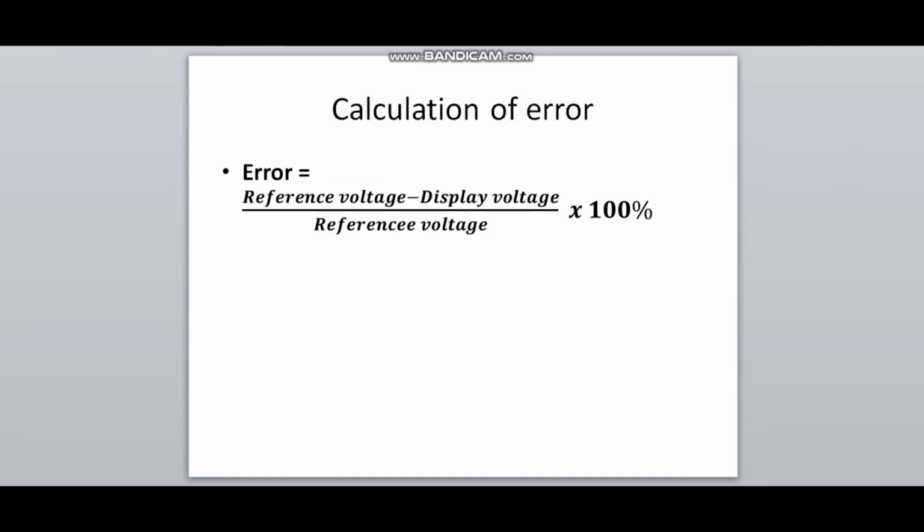This is the calculation of error. In order to find the error, reference voltage minus the display voltage, over reference voltage, times 100%.